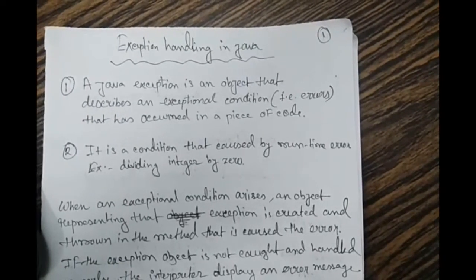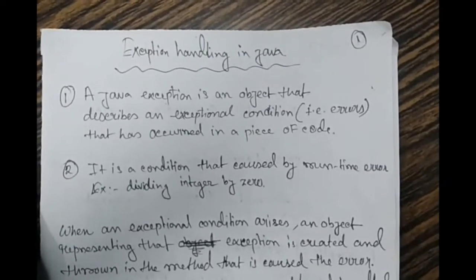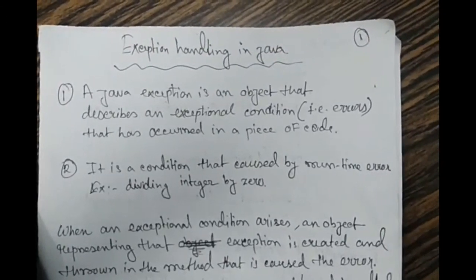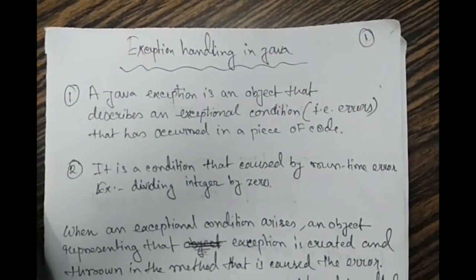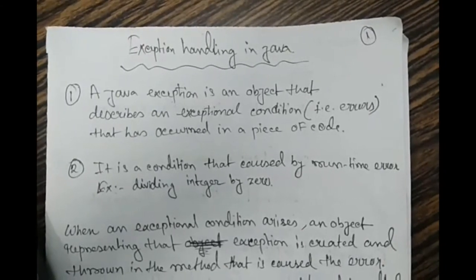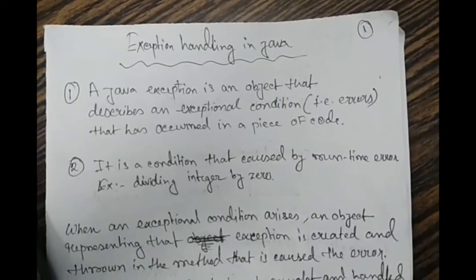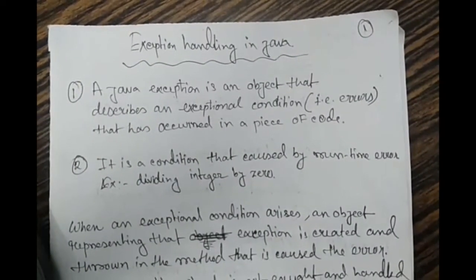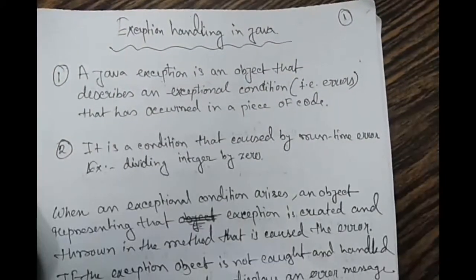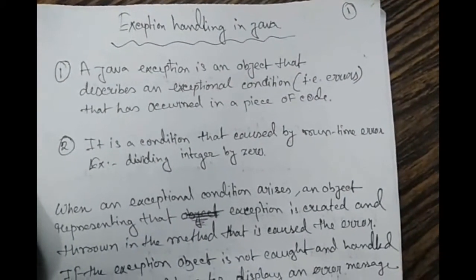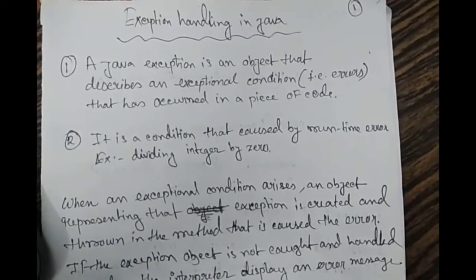Today, the topic is exception handling in Java. A Java exception is an object that describes an exceptional condition, that is errors, that has occurred in a piece of code. You can also call it a condition that is caused by a runtime error. So what is a runtime error? A runtime error is dividing an integer by 0.